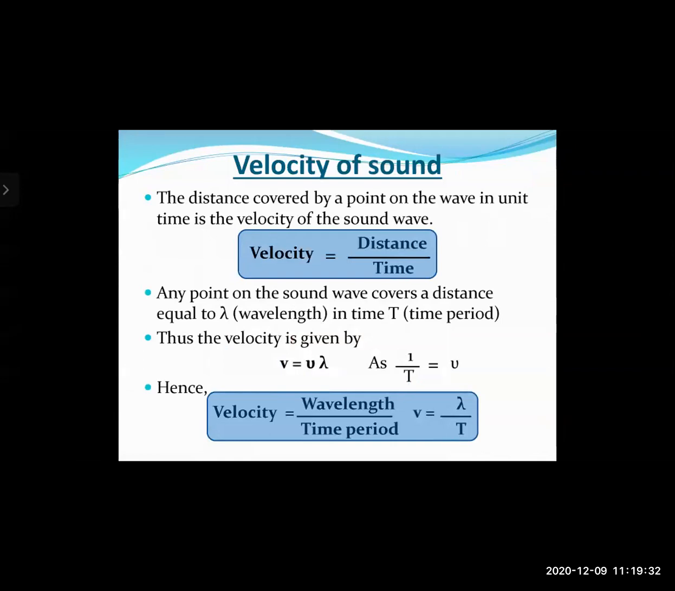So the distance covered by a point on the wave in a unit time is the velocity of the sound wave, and velocity is given as distance per unit time. Any point on the sound wave covers a distance equal to lambda in the time period T. Okay, so velocity is given by v equals nu into lambda, that is frequency into wavelength. Frequency can also be written as 1 upon T, right? So you can also write velocity of sound wave to be wavelength upon time period.